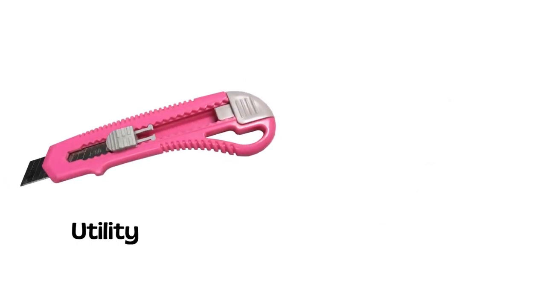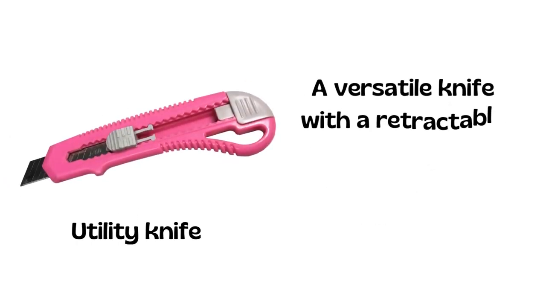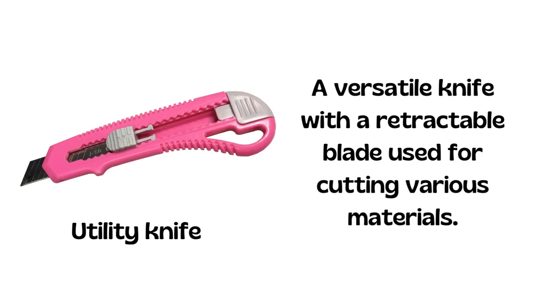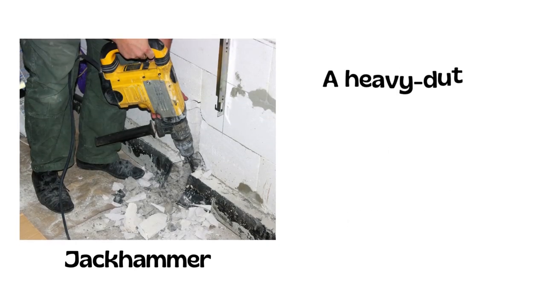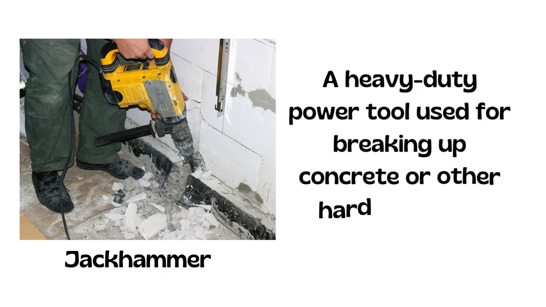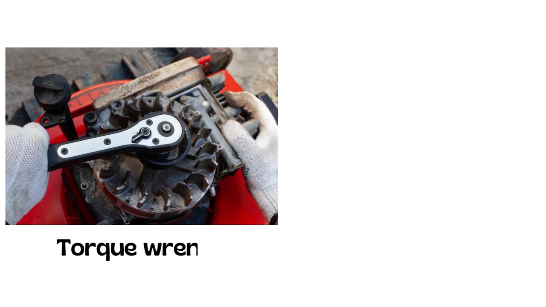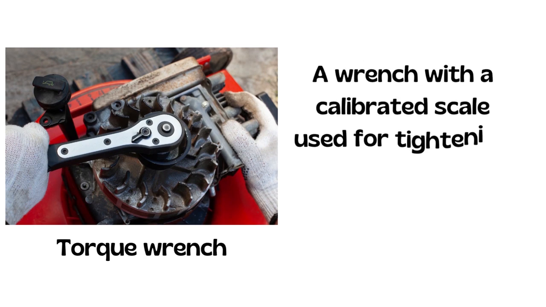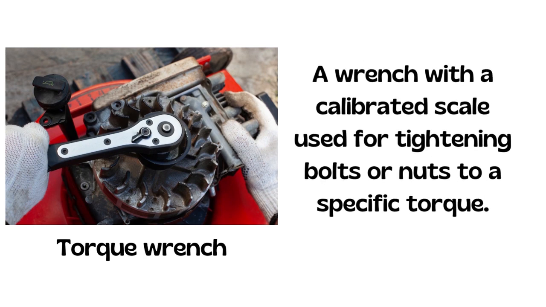or plumb. Utility knife, a versatile knife with a retractable blade used for cutting various materials. Jackhammer, a heavy-duty power tool used for breaking up concrete or other hard surfaces. Torque wrench, a wrench with a calibrated scale used for tightening bolts or nuts to a specific torque.